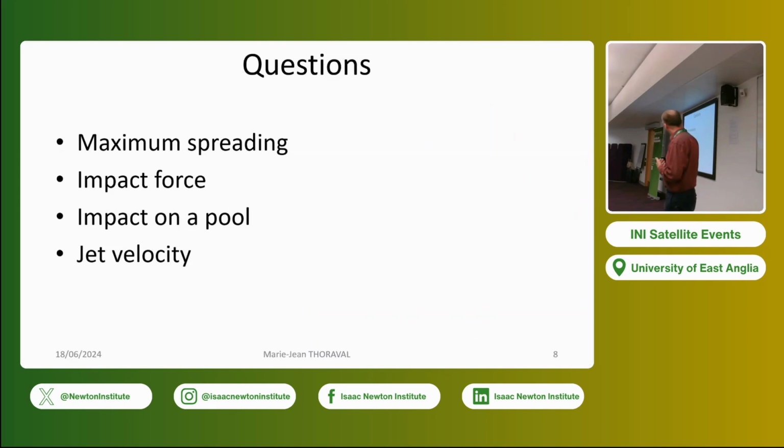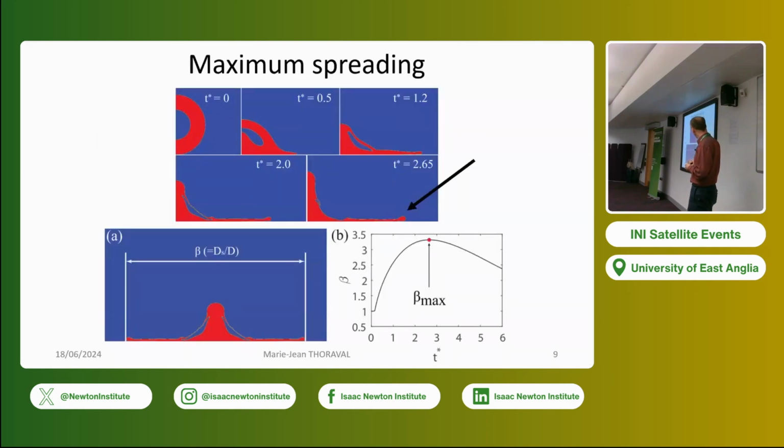And we look at three different aspects. We look first at the maximum spreading of this drop, then how the bubble is also affecting the impact force, and finally we look at the impact on the pool to see whether the droplet will be able to go into the pool or if it will have some other dynamics during impact. So the first thing we look at is spreading. We have similar spreading dynamics as a full drop, except that here we have some more complex dynamics at the center.